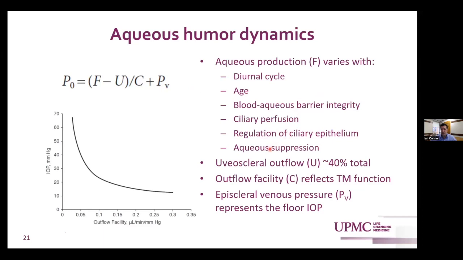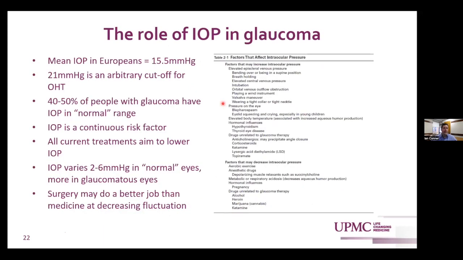Ciliary perfusion is important, obviously, so patients with some vascular dysregulation, and we can give drugs that suppress the production of aqueous. The uveoscleral outflow is about 40% of the total. The outflow facility is one way of describing the trabecular meshwork function, and we talked about the floor there. So you have to understand that equation and sort of memorize that equation for the tests that you'll take, but it's a good way to contextualize what you're doing with the patient when you turn the knobs to lower the pressure.